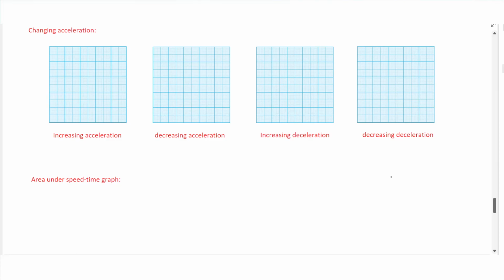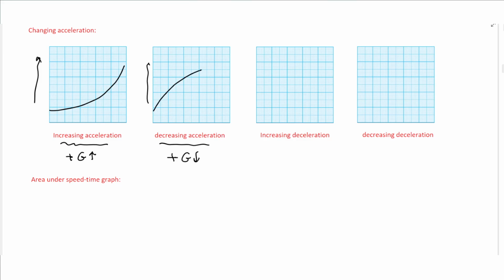As for a changing acceleration, an increasing acceleration means an increasing gradient with a positive value. So the speed should be increasing and the line should become more vertical with time. For a decreasing acceleration, you have a decreasing gradient, but still the gradient is positive, so the speed increases and the line becomes more horizontal with time. Deceleration means the speed decreases with time. Increasing deceleration means the line becomes more vertical. Decreasing deceleration means the line becomes more horizontal.